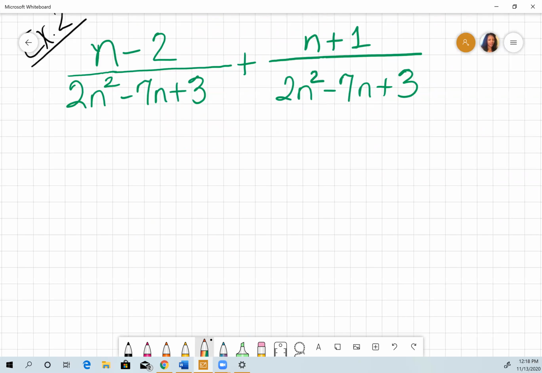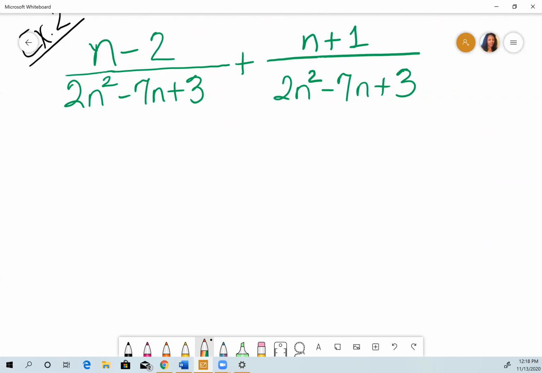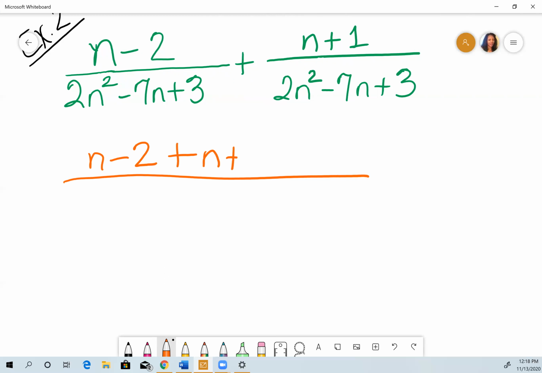All right, so let's do another problem. And again, they both have the same denominator. So what I'm going to do is just go ahead and make one big fraction. And I'm going to take what's on top and go ahead and rewrite it. So n minus 2 plus sign n plus 1. For me, I like to put it in factored form.